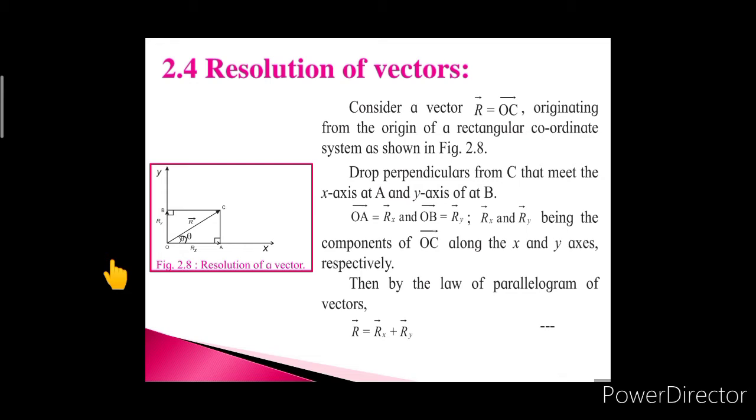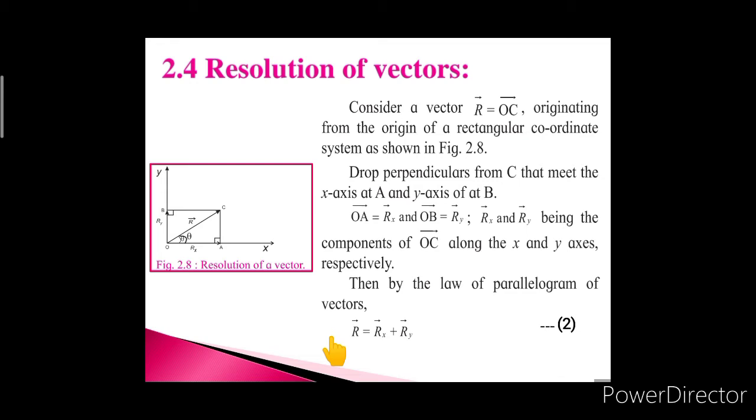So, if we consider triangle OCA, we can write the resultant vector OC is equal to vector OA plus vector AC as per the triangle law of vector addition, and hence vector R is to be written as Rx vector plus Ry vector. So, here we write the equation vector R is equal to vector Rx plus vector Ry. Give it equation number 2.